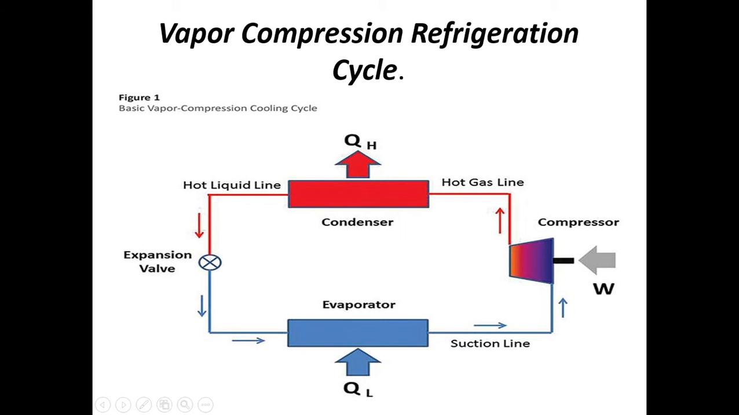Now this is the simple vapor compression refrigeration cycle. It has components like compressor, condenser, expansion valve and an evaporator. This hot side, the red colored side, is called the higher pressure side, and the blue colored side is called the lower pressure side. That is, the condenser is on the higher pressure side and the evaporator is on the lower pressure side. Now this compressor and the expansion valve together are maintaining a higher pressure on this side and a lower pressure on this side.